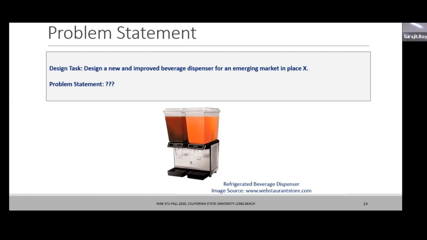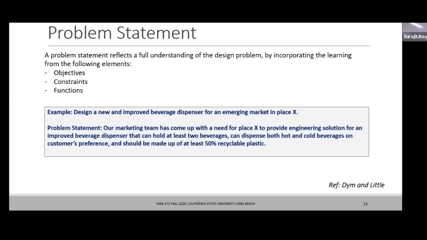So how do we come up with a problem statement? As I said, what you need to do is to have a good understanding of the objectives, constraints, and functions. Here I'm just giving you one example. This is a one line statement: design a new and improved beverage dispenser for an emerging marketplace.